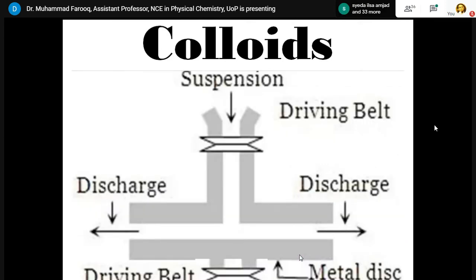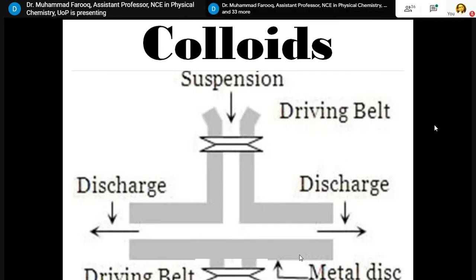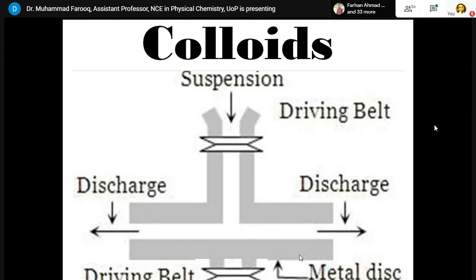You can see, one is the upper disc and the second one is the lower metal disc. What we do is the suspension is dropped or poured from the top, while there is a rotating belt. We get the sol at the two ends. You can see the discharge and discharge. These are the ends from where we get the sol.